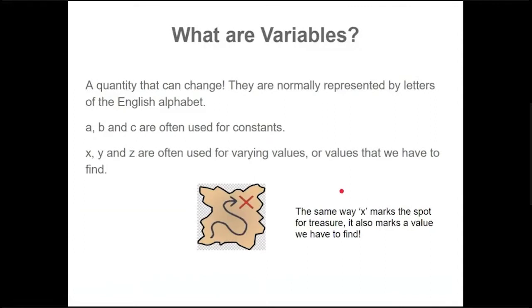Now what are variables? Variables are merely quantities that can change. They are normally represented by letters of the English alphabet. A, B and C are often used for constants, while X, Y and Z are often used for varying values or values that we have to find.